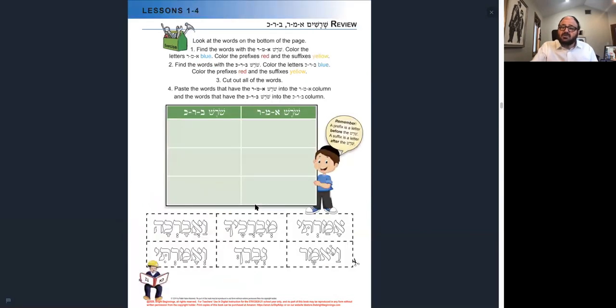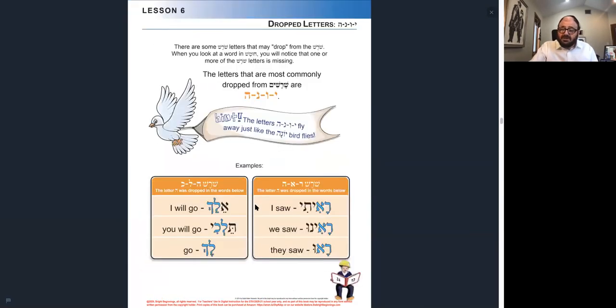So today we're going to learn the exception, that not every shoresh of 3 letters remains intact when it moves on to become a complex word. Okay, so here, follow my cursor again. Here are some examples. We call it Yonah. Yonah means a dove, but it's an acronym for the letters Yud, Vav, Nun, and Hey. And you can see the text on top, some shoresh letters drop from the shoresh when you pull them together.